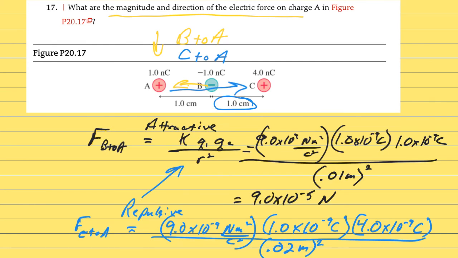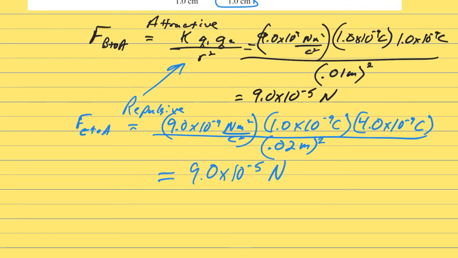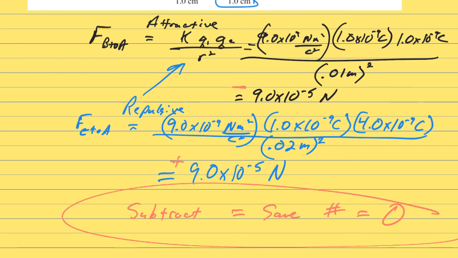And then what we have to do is, I'll go to a different color. We are going to add them up, and since they're opposite directions, we're going to subtract. Repulsive, one would be towards the left, so that one would be negative, this one would be positive. They're the same number, subtract the same number, and you get 0. Answer is 0.